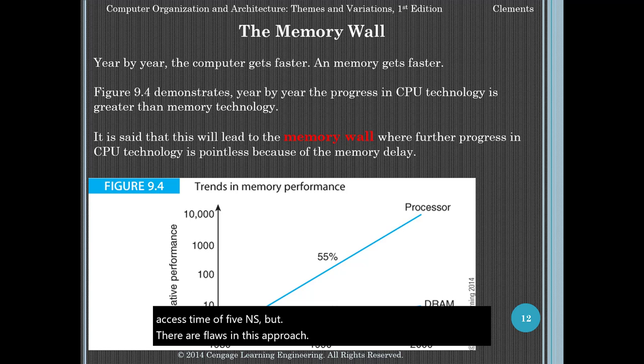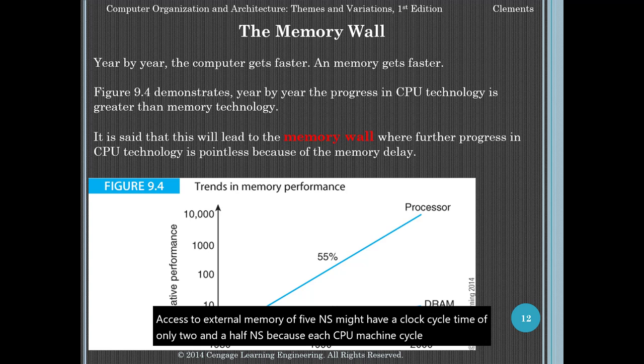First, it's a historical fact that the rate of increase in the speed of processors has far outstripped the increase in DRAM speeds, and we can see that here in this figure. Second, a CPU with a machine cycle time, the time taken by the processor to execute a read or write access to external memory, of 5 nanoseconds might have a clock cycle time of only 2.5 nanoseconds, because each CPU machine cycle is executed in 2 clock cycles.